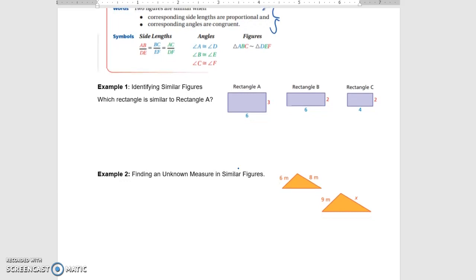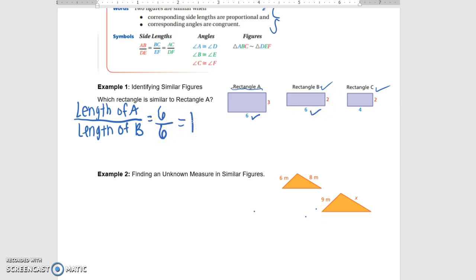So in order to figure out if two shapes are similar, you're going to set up a proportion. You're going to be comparing the lengths and the widths of your shapes. So they're telling you that you're going to be comparing rectangle A to rectangle B and C. So the first thing I'm going to do is compare the length of rectangle A and the length of rectangle B. The length of rectangle A is 6. The length of rectangle B is also 6. We know we can reduce that to 1.